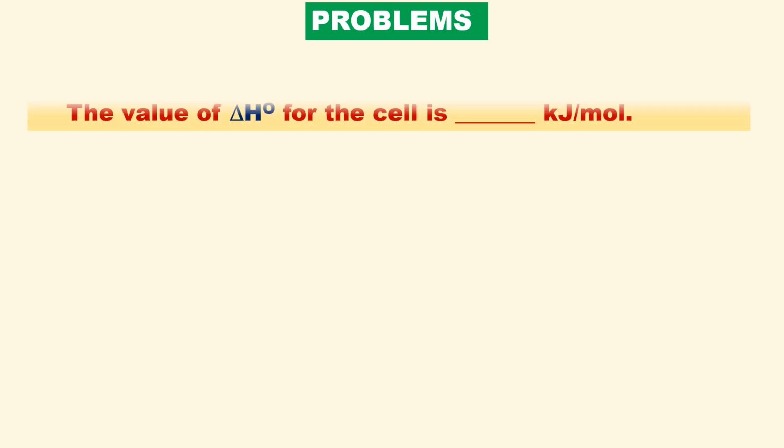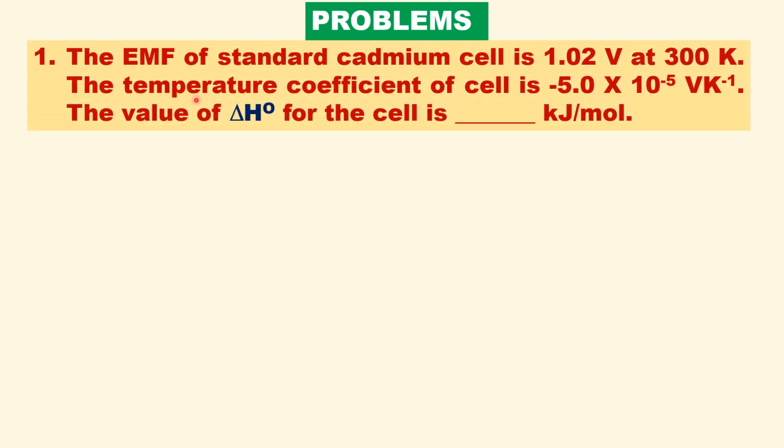Let us solve a problem asked in GATE CSIR. The EMF of a standard cadmium cell is 1.02 volt at 300 Kelvin. The temperature coefficient of the cell is minus 5.0 into 10 power minus 5 volt per Kelvin. In this case, as the temperature increases, the EMF of the cell decreases because of the minus sign. Find the value of delta H naught of the cell in kilojoule per mole.